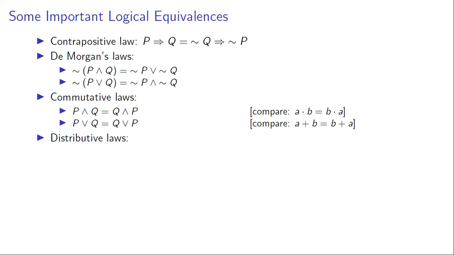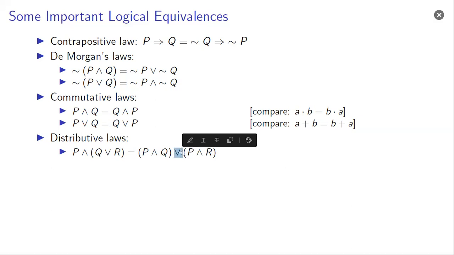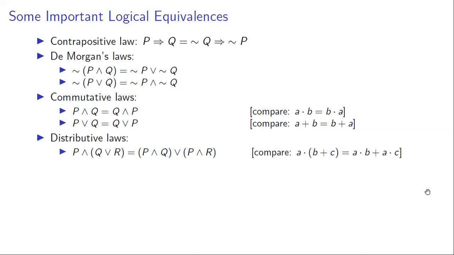Anyways, distributive laws. The first one says that P and (Q or R) is logically equivalent to (P and Q) or (P and R). So the and here distributes over the or, and that makes it P and Q, and P and R, and we put an or in the middle, so that we say the and distributes over the or. Compare this to a similar rule in algebra of real numbers. A times (B plus C) is equal to A times B plus A times C.